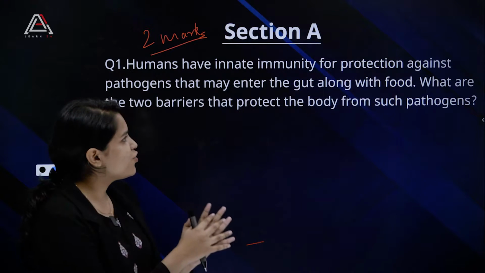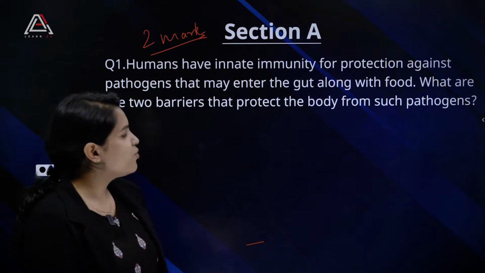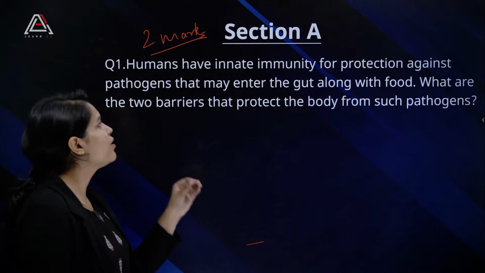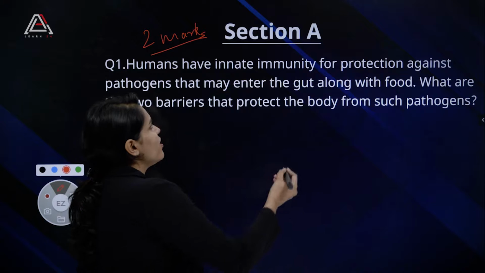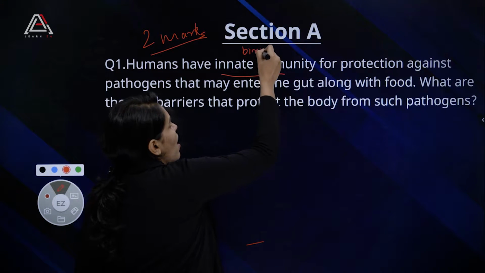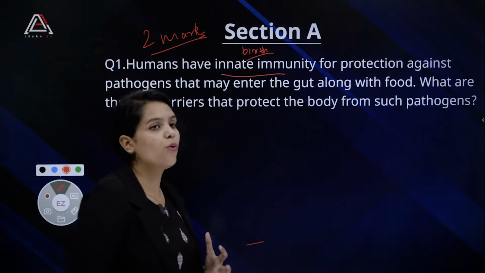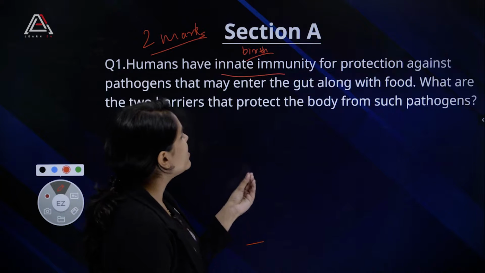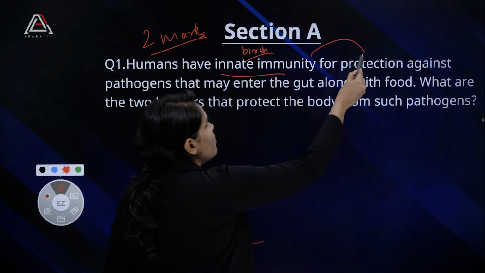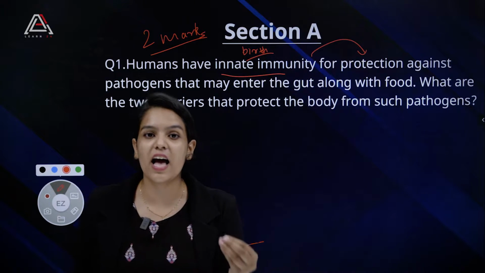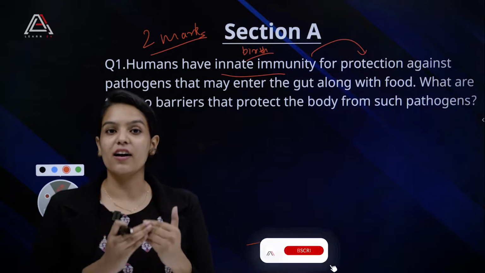Alright, so let's just go through each and every question of section A. The first question is talking about humans having innate immunity. Now, we all have studied what innate immunity is, something which we acquire since the time of our birth, right? So what is it doing? It is basically giving protection against pathogens which have the ability to enter our gut.